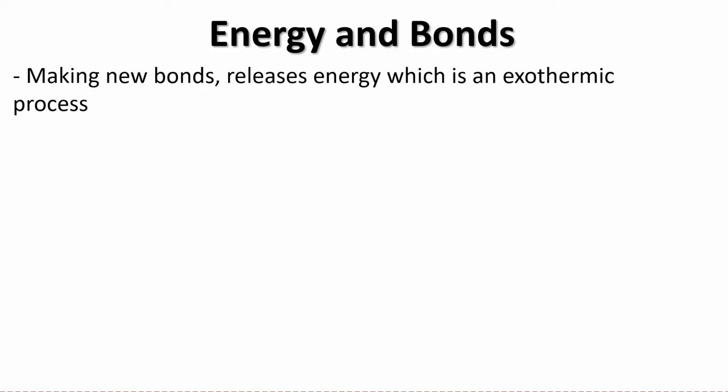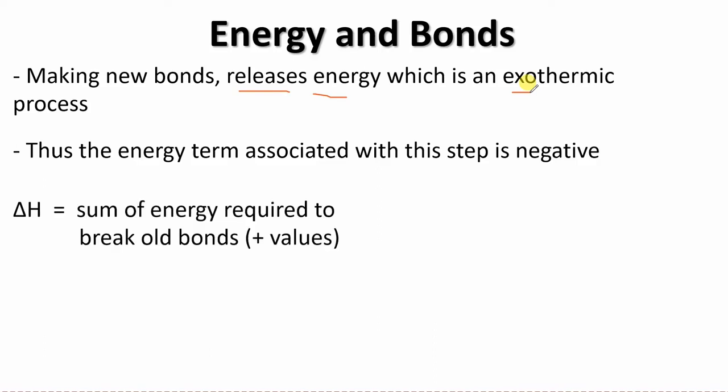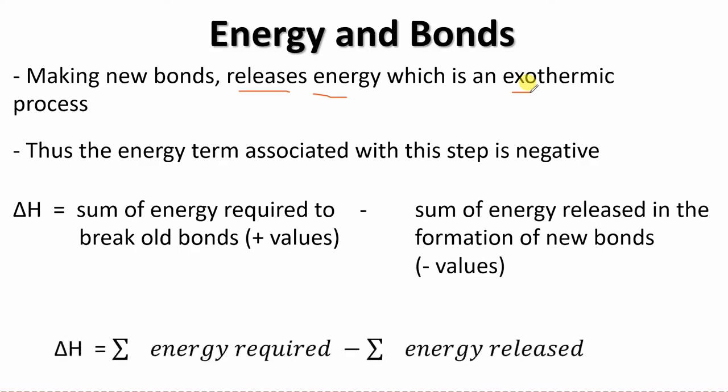When we make new bonds, this releases energy, which is an exothermic process. So whenever we release energy, releasing gets hot. Thus, the energy term associated with this step is negative because the system has lost heat. That's where the negative is coming from. So what we're going to do here is we're going to take our delta H and we're going to take the sum of the energy required to break the old bonds. We're going to find these values on a table I'm about to show you. And we're going to subtract off the sum of the energy released in the formation of the new bonds. And there's probably a simpler way to write this.